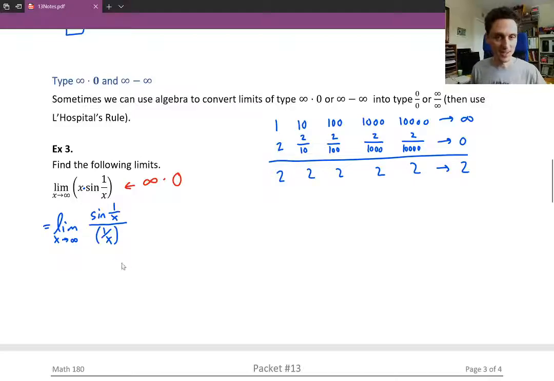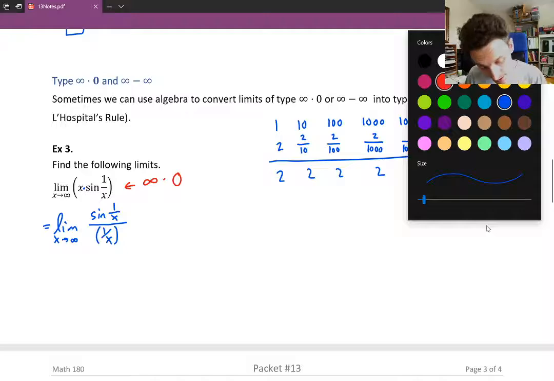Not a common step that you take in algebra, because it's making things more complicated. But again, for a good reason. Think about going backwards. If you divided by 1 over x, that's the same thing as multiplying by x over 1, which is the same thing as multiplying by x. So these two expressions are the same: x times sine 1 over x, and sine 1 over x divided by 1 over x. Those are the same expression.